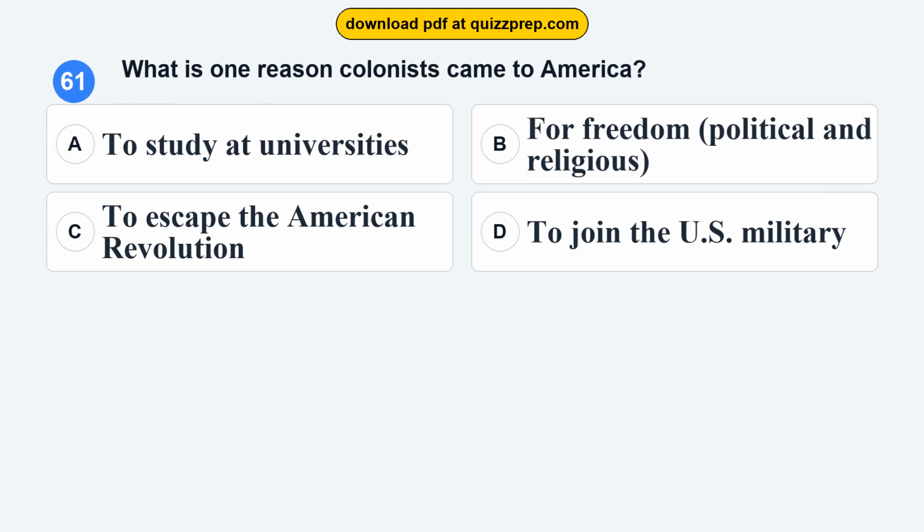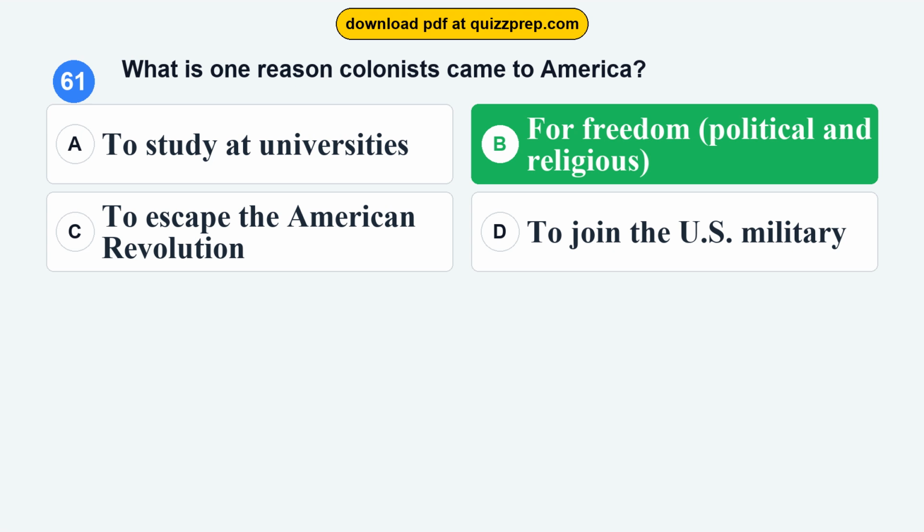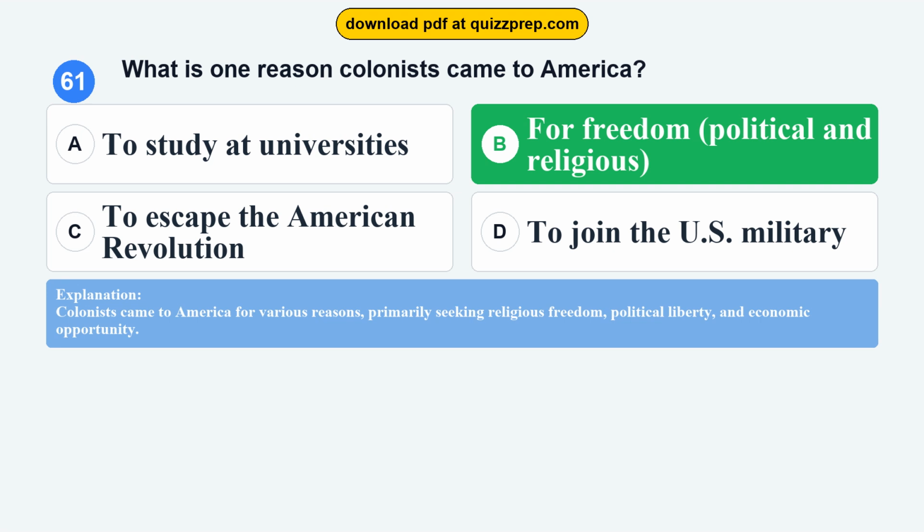Question 61. What is one reason colonists came to America? Option A, to study at universities. Option B, for freedom, political and religious. Option C, to escape the American Revolution. Option D, to join the U.S. military. The correct answer is option B, for freedom, political and religious. Colonists came to America for various reasons, primarily seeking religious freedom, political liberty, and economic opportunity.